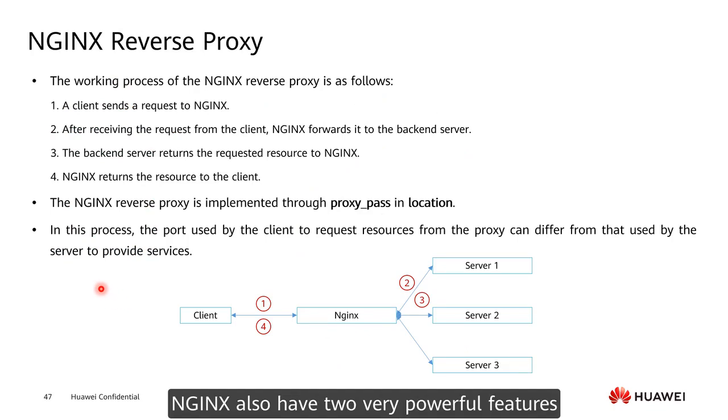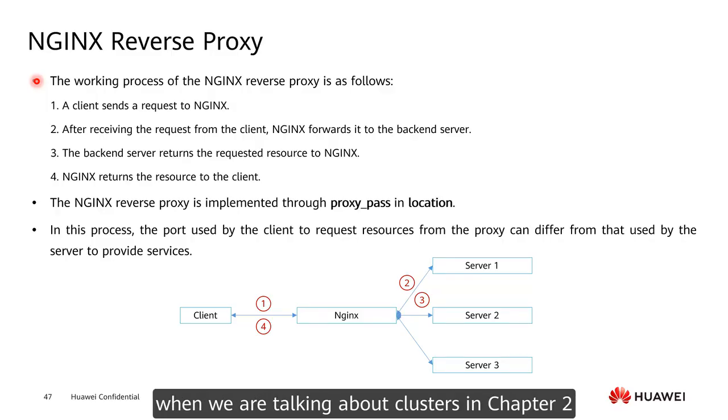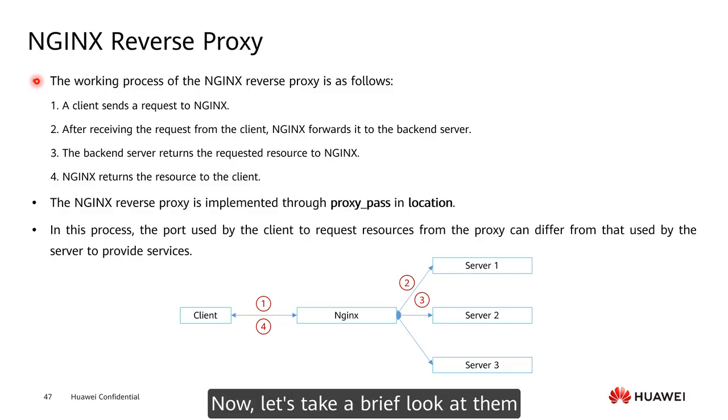Actually, Nginx also has two very powerful features, that is, proxy and load balancing. We will focus on these two functions when we talk about clusters in Chapter 2. Now, let's take a brief look at them. Nginx can act as both a reverse proxy and a forward proxy.